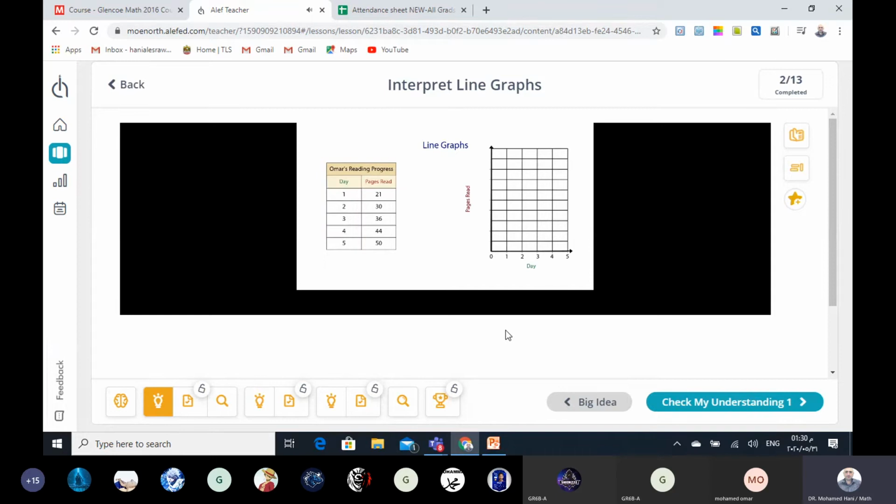The first data point will be at (1, 21). The next will be at (2, 30). Then another at (3, 36). Another at (4, 44). And finally, there is a point at (5, 50). Now, we connect each point with a line segment. Finally, we must give the line graph an appropriate title. Let's call this line graph Omar's Reading Progress.